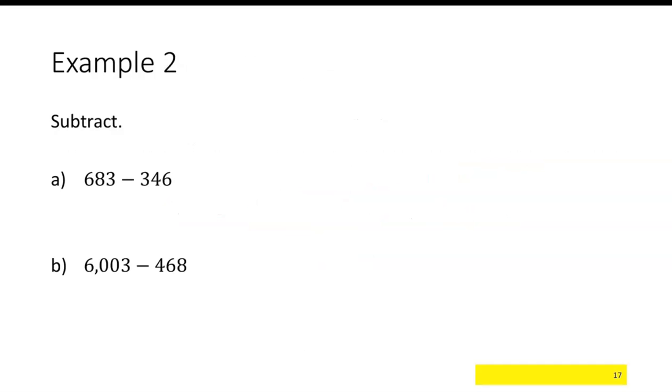So, a couple examples. 683 minus 346. I'll need to borrow right away, so 3 minus 6 isn't going to work. So I'm going to take away 1 from the 8 and add 10 to that 3. So now it becomes 13 minus 6, which is 7. 7 minus 4 is 3, and 6 minus 3 is 3.